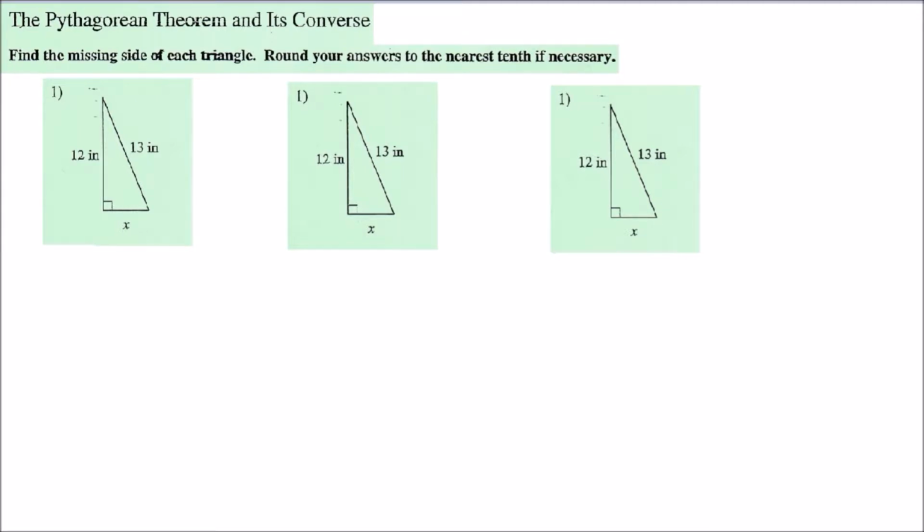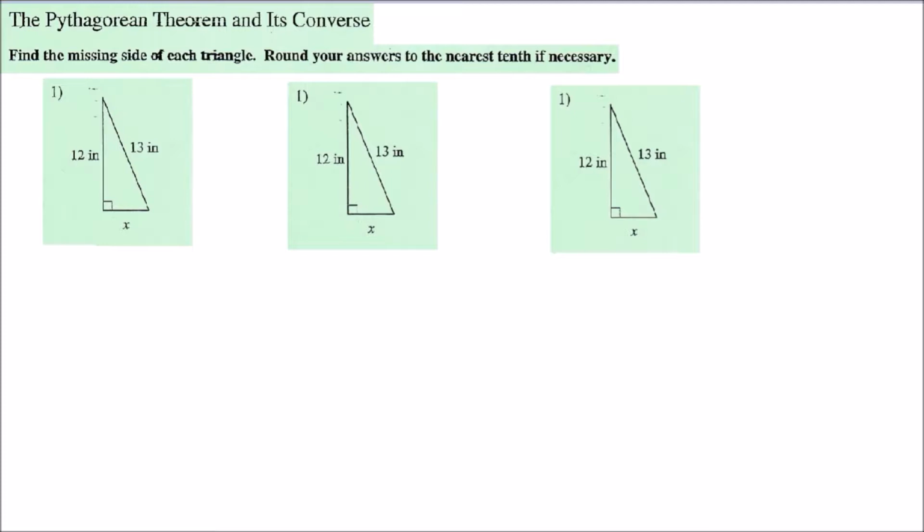Okay, here we go with the green worksheet that most of you got on Thursday, the Pythagorean theorem and its converse. We'll do a few examples here, so hopefully you can get the hang of this. So I'm going to go over, I think, about 5 problems here. I'm going to start with number 1.